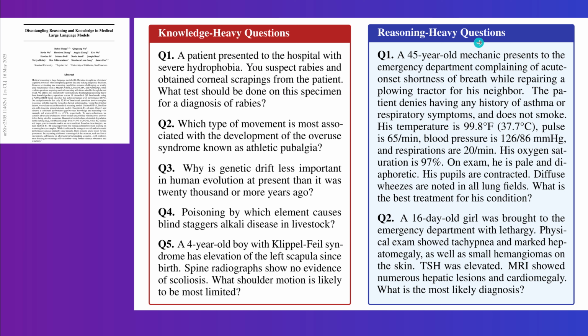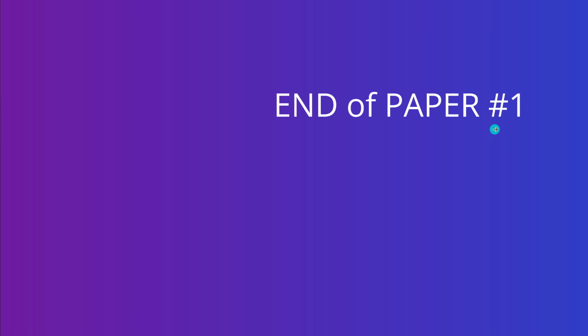Because a reasoning-heavy question would be, a 40-year-old mechanic presented with a particular temperature, a pulse frequency, a blood pressure, a respiration rate, and his oxygen saturation. And then, now, what is the best treatment? This is not about reasoning if we have all the data. This is about knowledge. So you see, can you imagine, May 16 that Stanford published this, and it tells us, hey, the medical LLMs mix up reasoning and knowledge. And I love it.